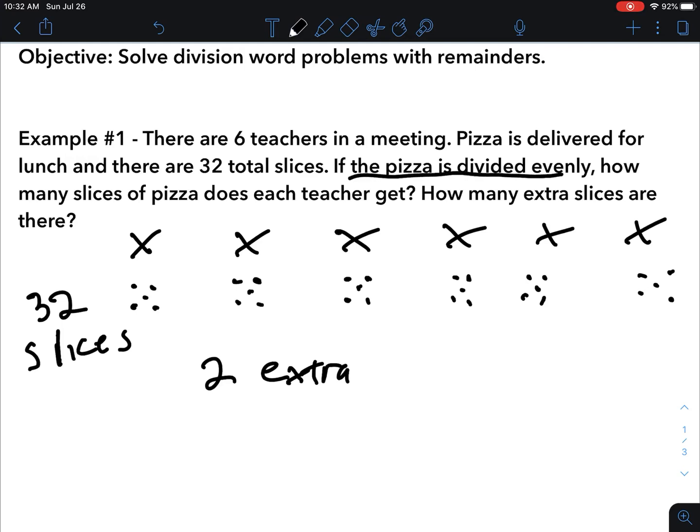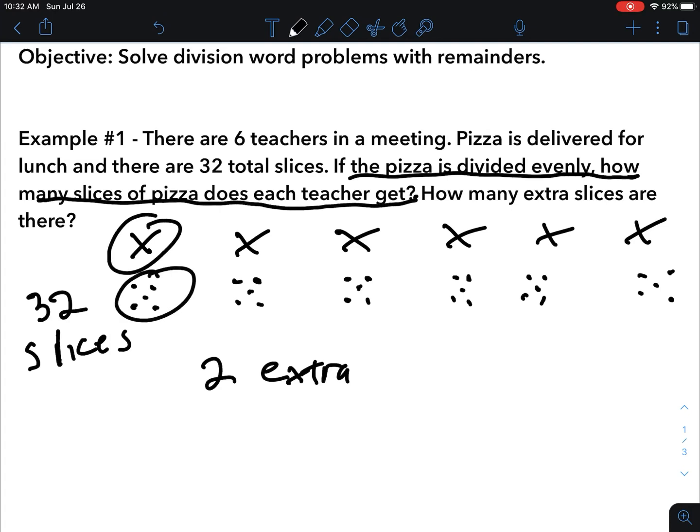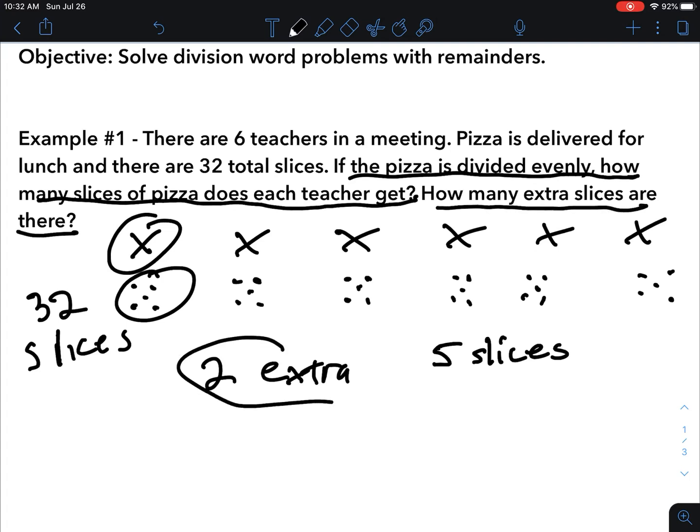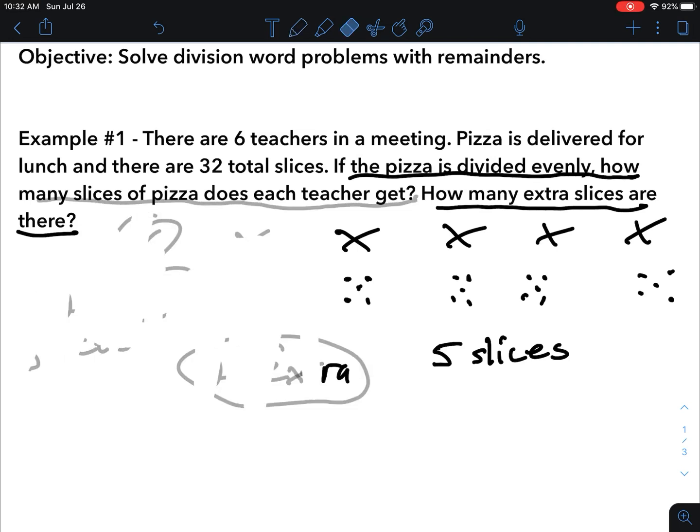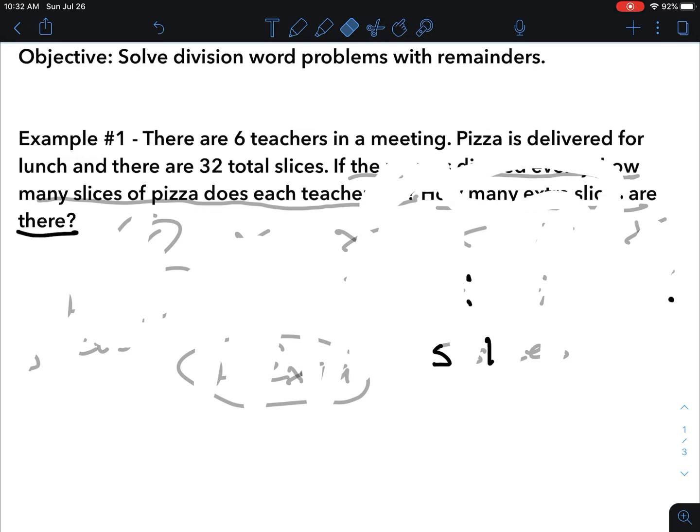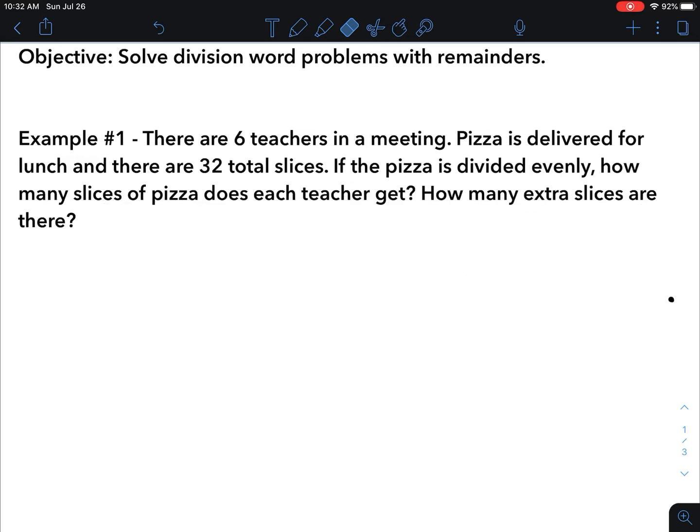Right, so first question was, and that was not difficult, right? So let's answer our first question. If the pizza is divided evenly, which I did, how many slices of pizza does each teacher get? Well, each teacher gets 5 slices. And then the next question is, how many extra slices are there? Well, there's 2 extra. So by using that strategy of drawing a picture, it made it so easy to divide. So that's one strategy.